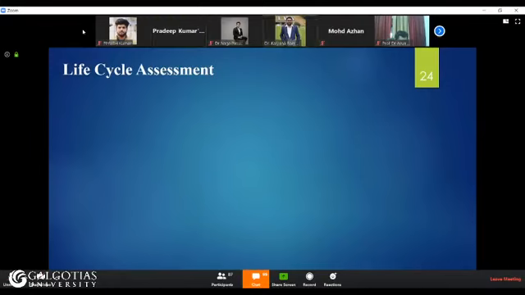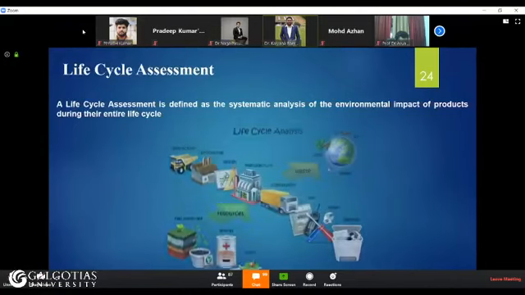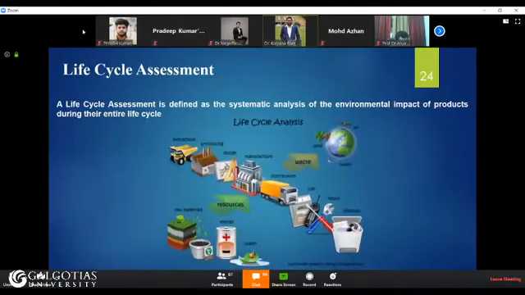So when we are talking about life cycle assessment, we need to systematically analyze the environmental impact of products. That can be any product. You can see here, any product will have extraction, processing, design, manufacture, and waste. Especially the important parameter comes in terms of the dumping and disposal part. So we need to be very careful about this, and about the different resources.